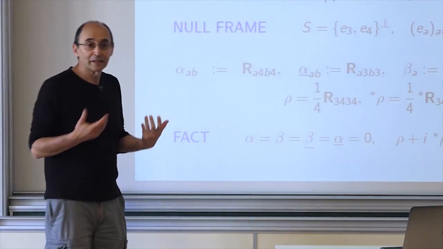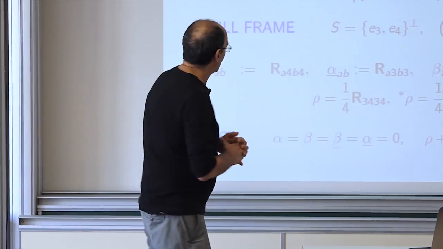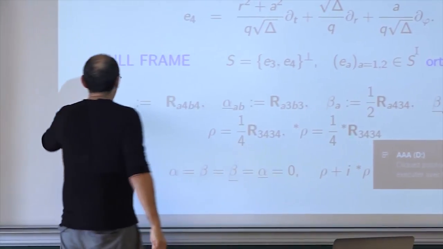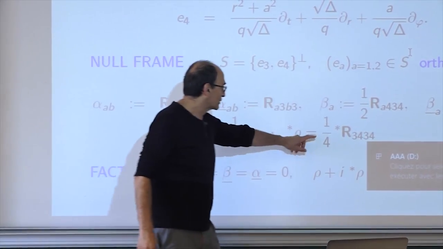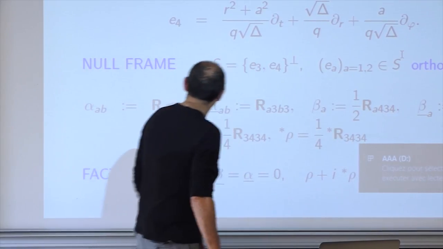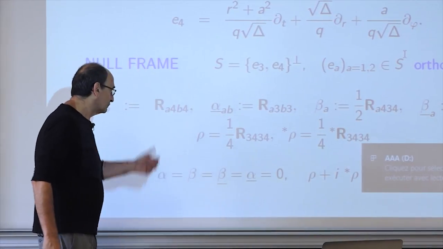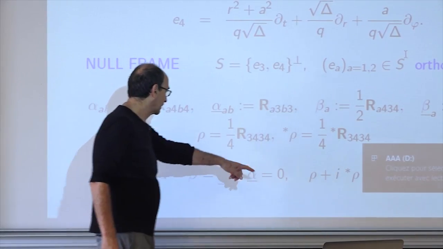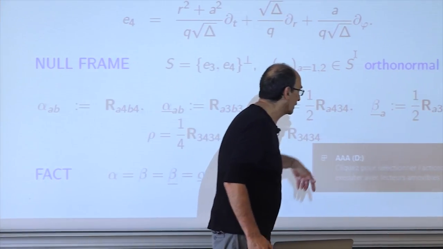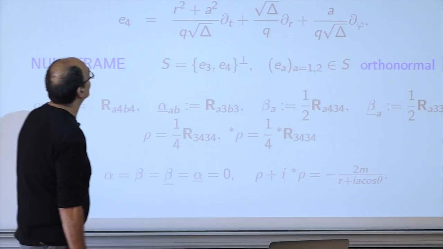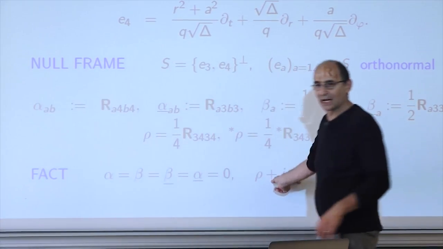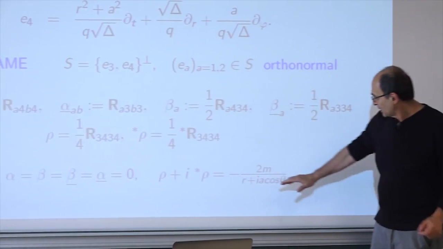And it has exactly all the degrees of freedom that you need. The remarkable thing is that for this particular frame, everything is zero with the exception of these last two. There is some magical diagonalization that goes on. As a consequence, alpha, beta, beta bar, alpha bar are equal to zero, and the only things that survive are rho and rho star. In any case, this can actually be calculated exactly in Boyer-Lindquist coordinates, and you get a very simple form.